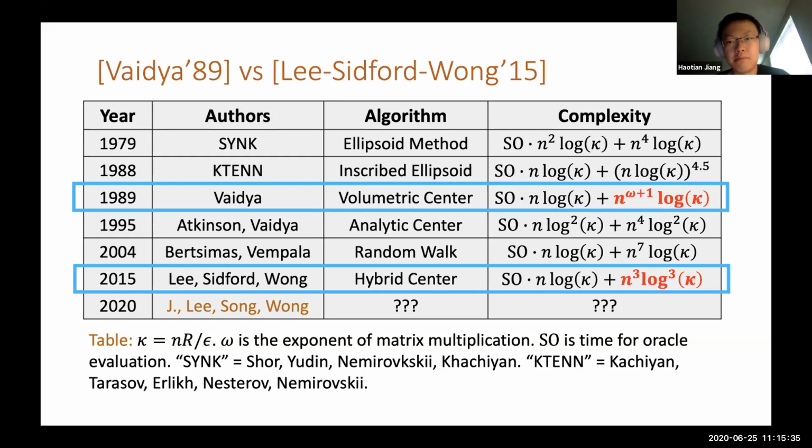Both of these algorithms achieve an oracle complexity of n log kappa, where kappa is nR over epsilon. To recall, n is the dimension of the problem, R is the radius of the initial box that contains the convex set K, and epsilon is the accuracy parameter. We either want to compute a point in K or prove that K does not have a ball of radius epsilon. That's the epsilon here. Both algorithms make n log kappa calls to the separation oracle, and one can show this oracle complexity is tight.